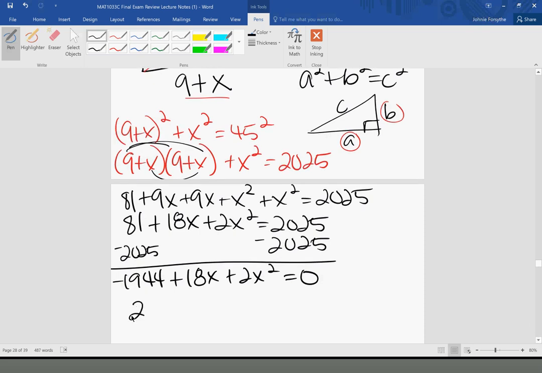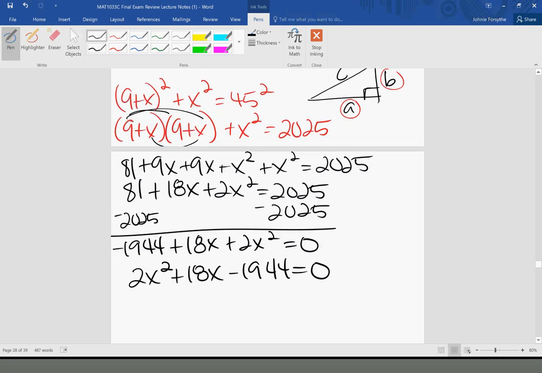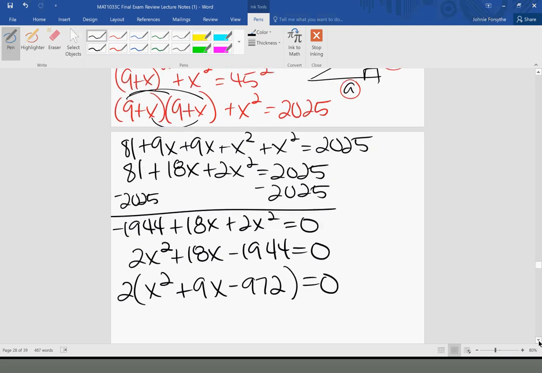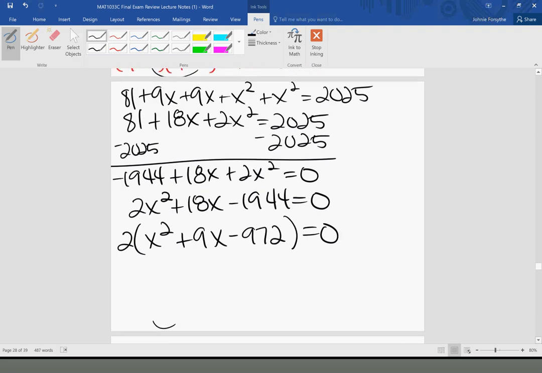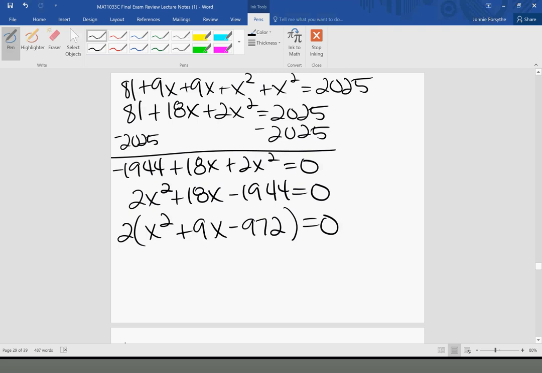So now I'm going to factor. I'm going to write this in standard form, so I'm going to write 2x squared plus 18x minus 1944 equals 0. I'm going to factor out a 2. So I have x squared plus 9x, and then 1944 divided by 2 is negative 972 equals 0. So that's going to be really hard to factor. So I'm going to introduce the quadratic formula.